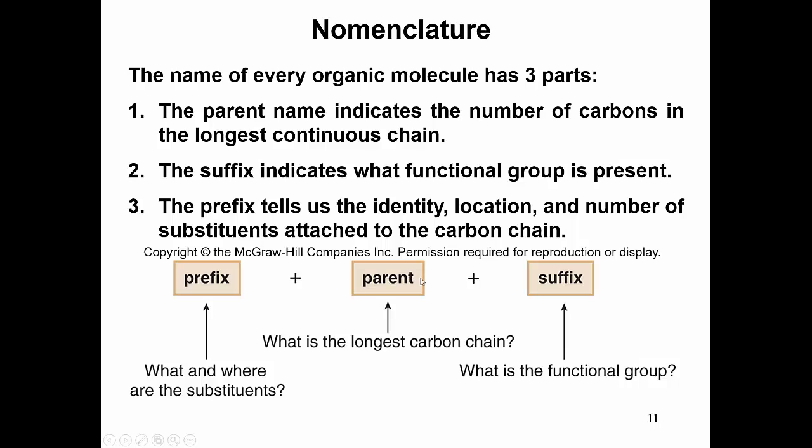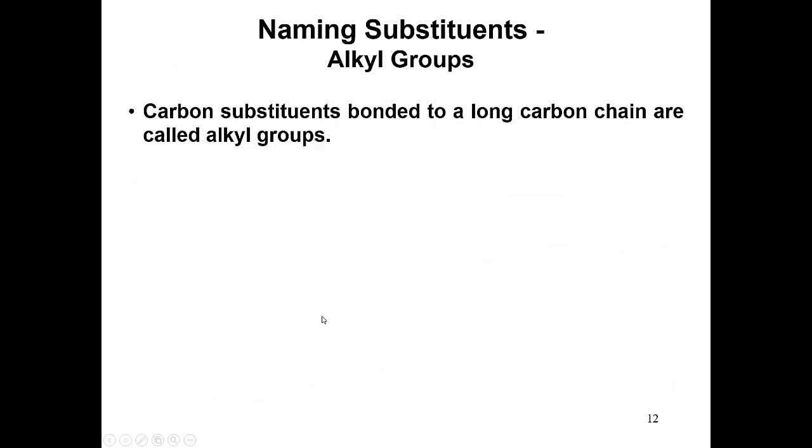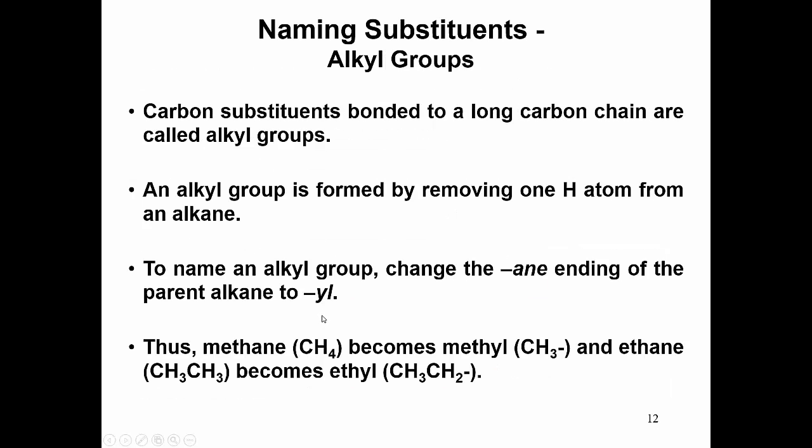So again, if the longest straight chain is 3 carbons, we're going to have a propane or propane derivative. Now the prefix tells us about everything else: the identity, location, and number of substituents that are attached to the parent alkane. When you have other hydrocarbon substituents attached to a chain, we call those alkyl groups.